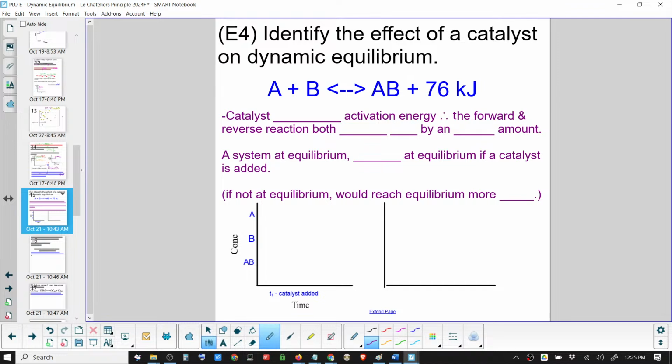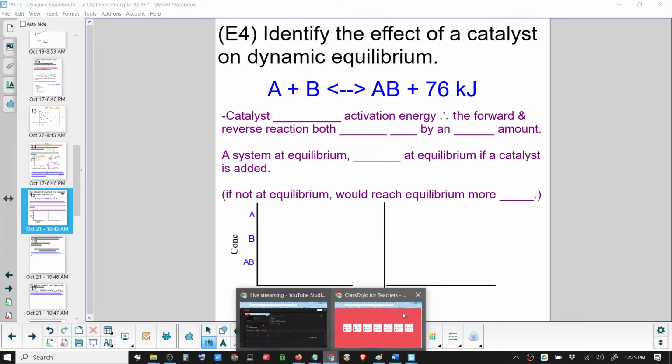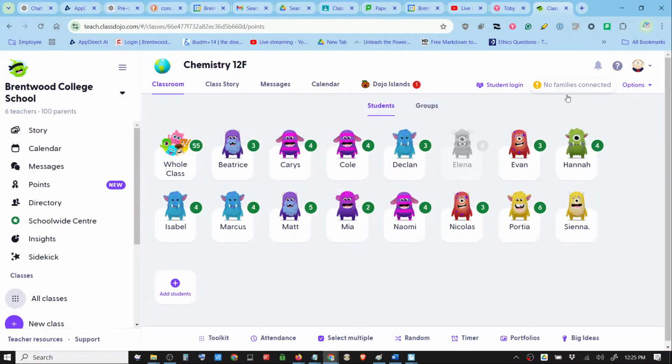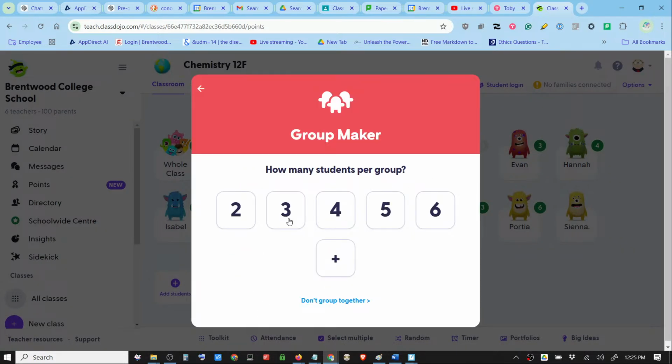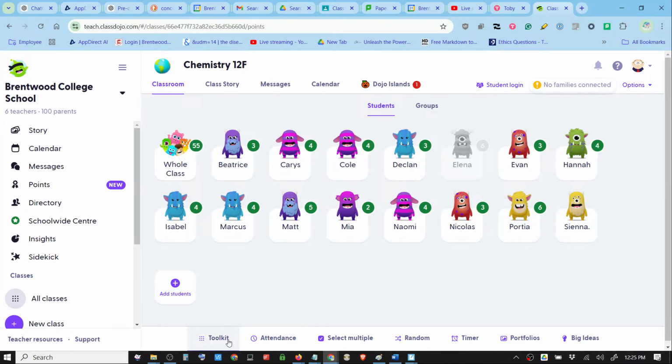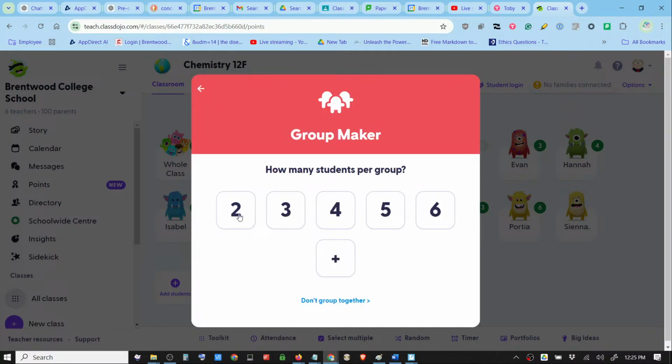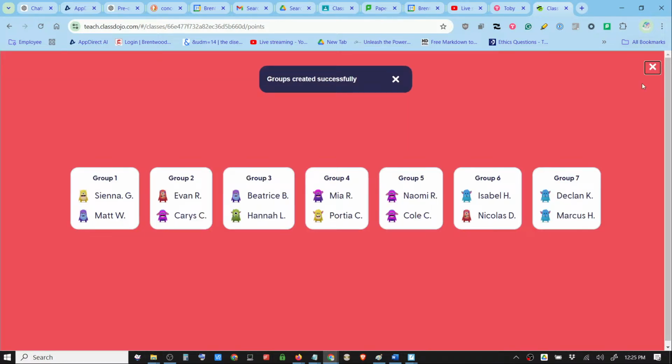Identify the effect of a catalyst on equilibrium. Concentration. Not even going to tell you. Go. You don't even have to label that much. Just draw what you think they would look like. What's your best guess? What will a catalyst do? Look at both sides of the reaction. You add a catalyst. What happens to the concentrations?